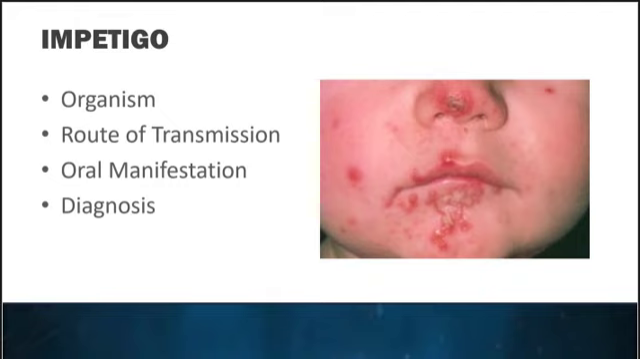Now, if these lesions are around the mouth, they can be confused with herpes simplex virus because of their vesicular appearance.